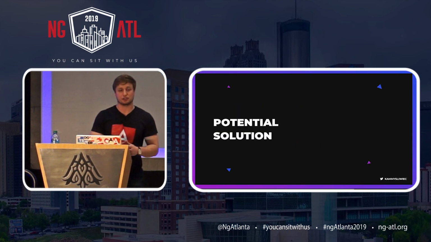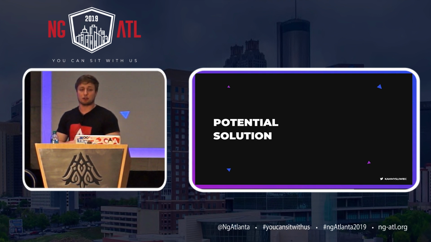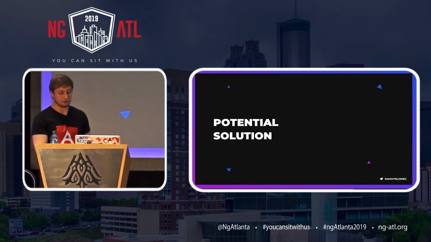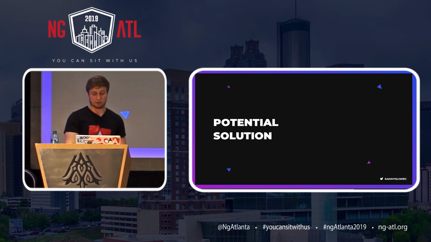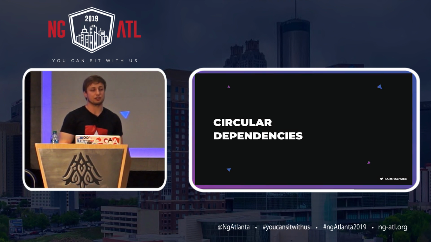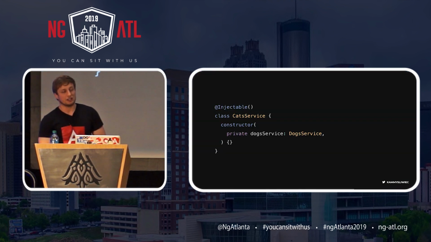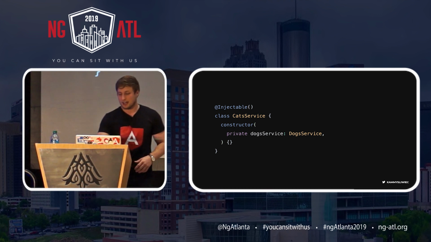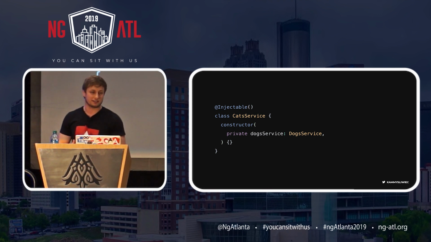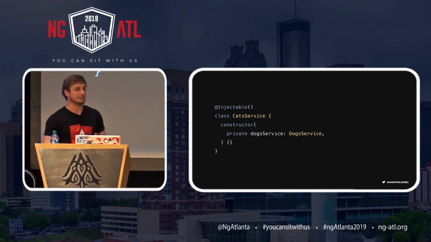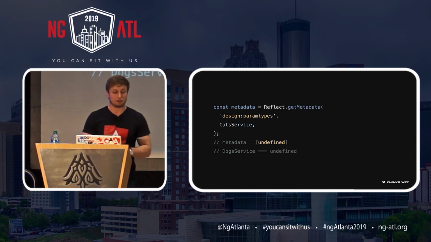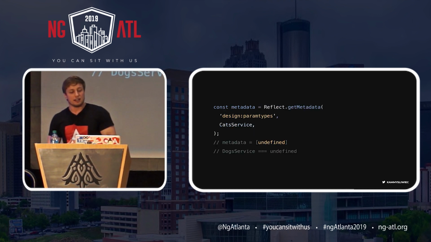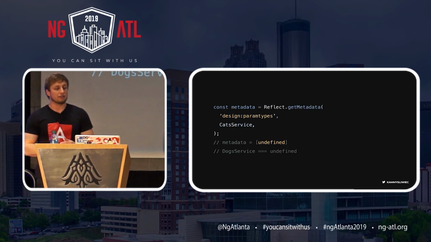What is the potential solution? Again, the same: the TypeScript compiler or using AST to give you some additional metadata out of the box. And the last challenge, circular dependencies. Let's imagine that for some reason we have a cat service which depends on dog service, and we have a dog service which depends on cat service. So as you can see clearly, it's a circular dependency. If we again try to reflect the metadata of this class, it's going to give us undefined.